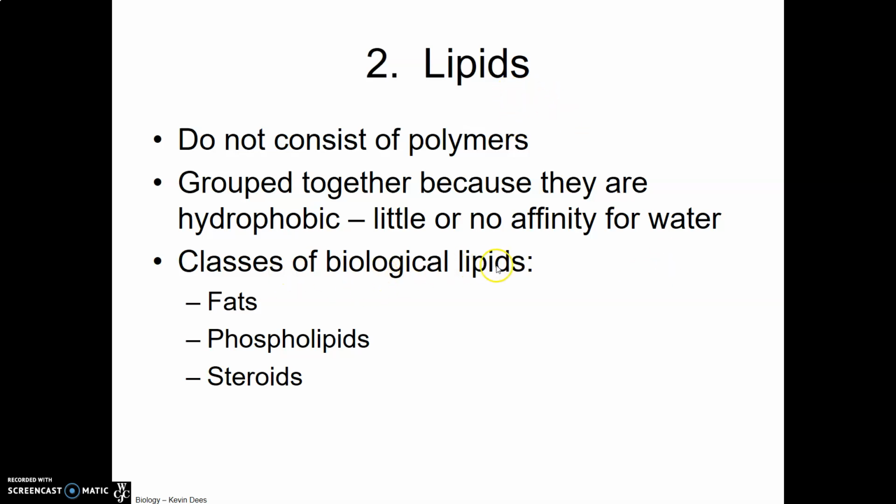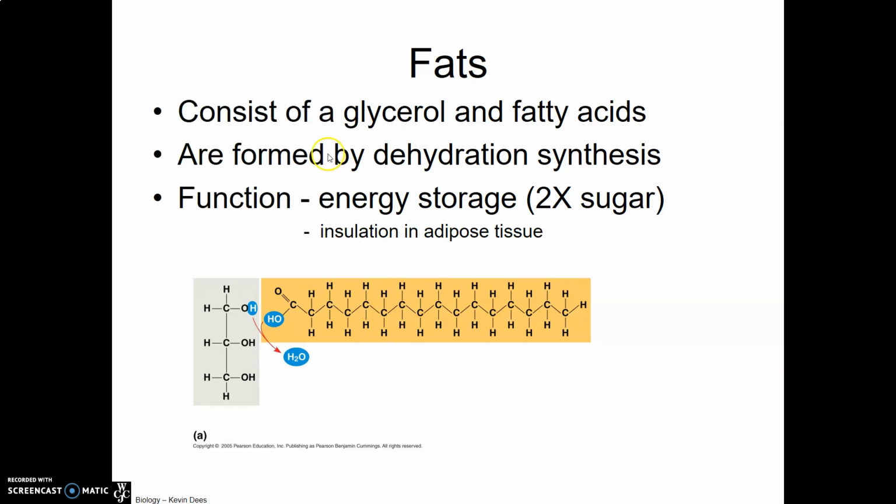Now, there's three classes of biological lipids that we're going to explore: fats, phospholipids, and then steroids. If we look at fats first, fats consist of a glycerol and fatty acids, and these fatty acids are usually long hydrocarbon tails full of carbons and hydrogens that are formed by dehydration synthesis. So we can see here when we add this hydrocarbon tail, this fatty acid, to our glycerol molecule, we remove a molecule of water.